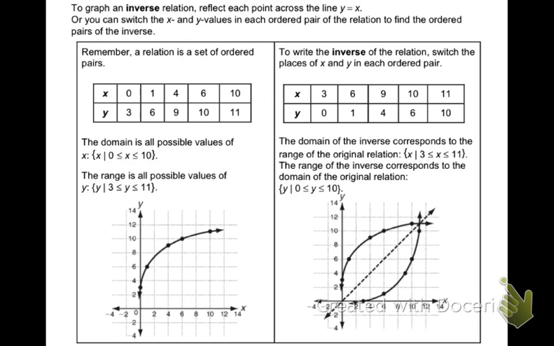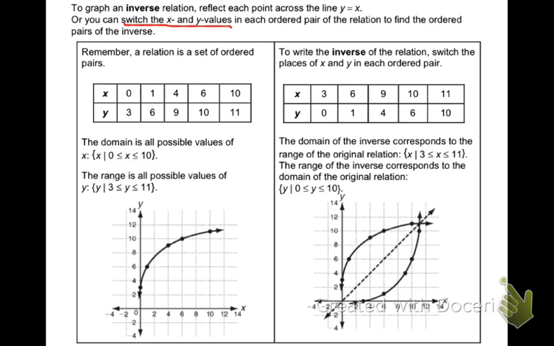First thing we're going to talk about, to graph an inverse relation, reflect each point across the line y equals x. Okay, well, that's good, but here's what you really need to know. Or you can switch the x and y values. That's the one that we've done before. So you can switch the x and y values in each ordered pair of the relation to find the ordered pairs of the inverse. To find the inverse, we're just going to flip the x and the y, and that is then the inverse.